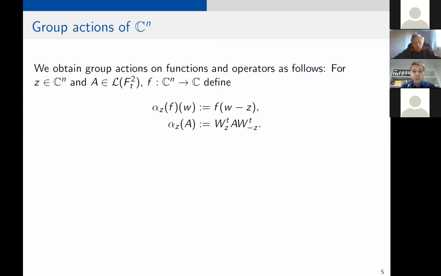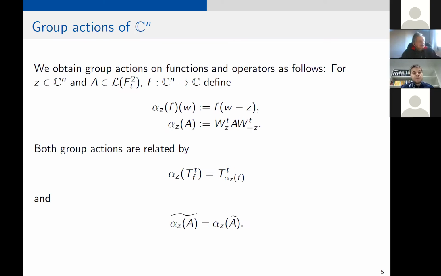And those two group actions are closely related in the following way. If you apply the group action to a Toeplitz operator, then what you get is the Toeplitz operator where the symbol is just shifted by z. And similarly, if you apply the group action to the Berezin transform of an operator, you get the Berezin transform of the shifted operator. So this already shows, if you want to understand Toeplitz operators on the Fock space, it's a really good idea to consider these group actions. All right, and so these actions will be very basic in everything that follows. If you want to remember something from the first 5 slides, take these two group actions.